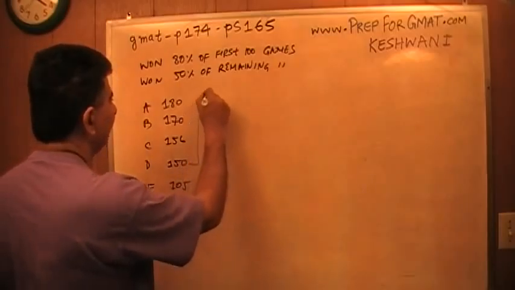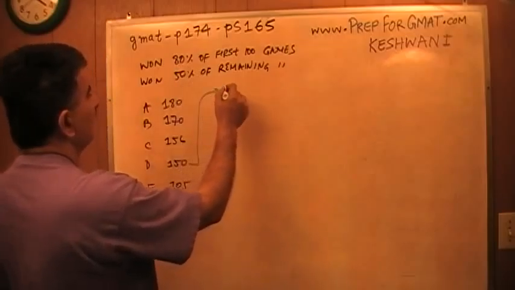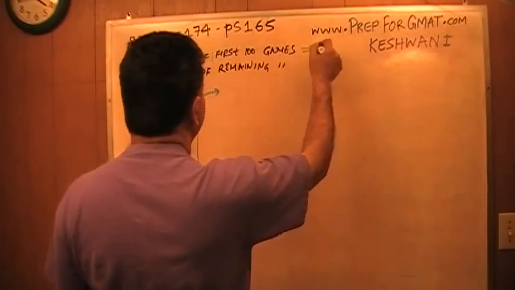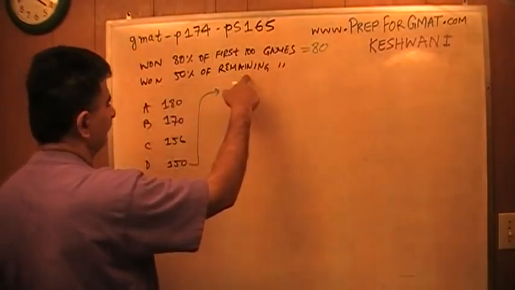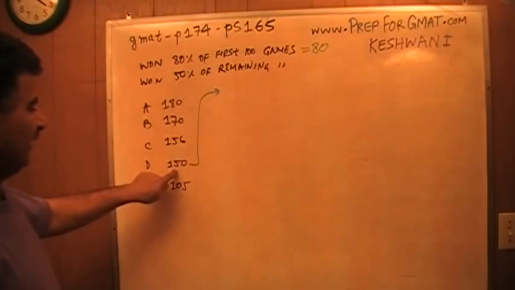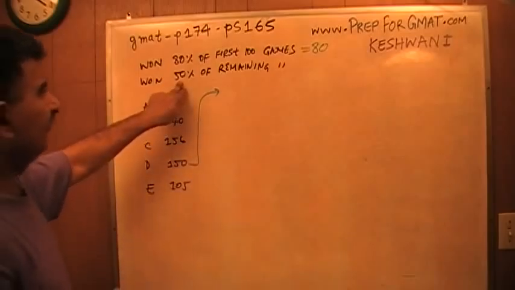I pretended that the answer was 150. If that's the case, then we know that they won 80% of the first 100, that's 80, and then they won 50% of the remaining. If they played a total of 150 games, that means the remaining games that they played was 50. Half of 50 is 25.